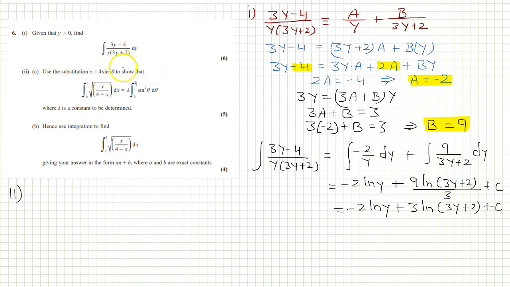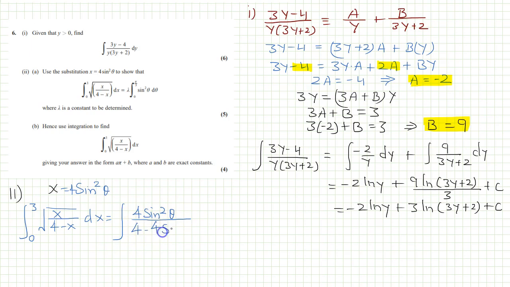Use the substitution x is equal to 4 sine square theta. Show that the integral from 0 to 3 of root of x over (4 minus x) dx will be equal to the integral of root of 4 sine square theta over (4 minus 4 sine square theta).